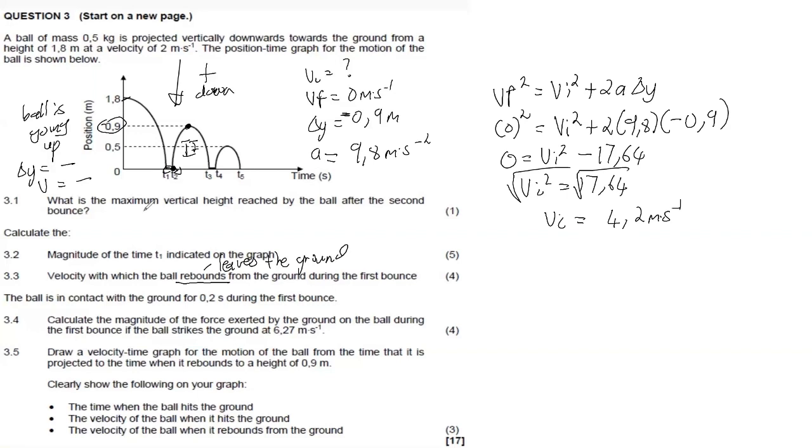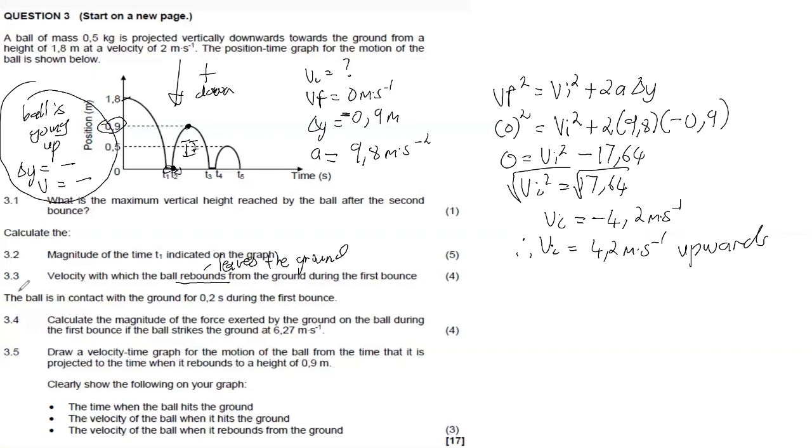But since we chose downward as positive, that means our velocity needs to come out as a negative, because remember, if the ball is going upward, and we chose downward as positive, then our velocity comes out as a negative. So this obviously means that VI is 4.2 meters per second. To which direction? Upwards, right?